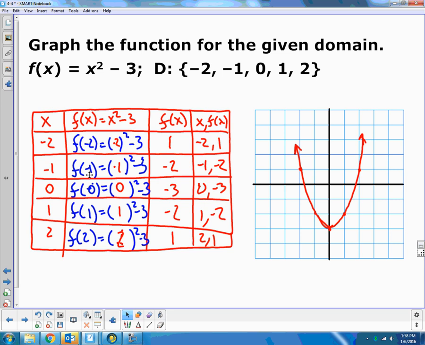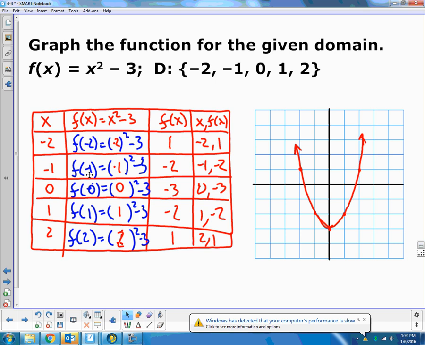If you did not have those results, remember that negative 2 squared is not negative 4. Negative 2 times negative 2 is positive 4. And so if you got negative 7 for your first result there, it's the arithmetic, not the new material, so be really careful with your multiplying and your exponents. Negative 2 squared is a positive 4, minus 3 is 1. Negative 1 squared is a positive 1, minus 3 is negative 2.